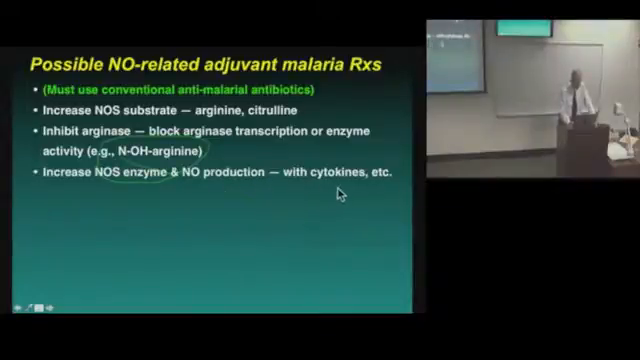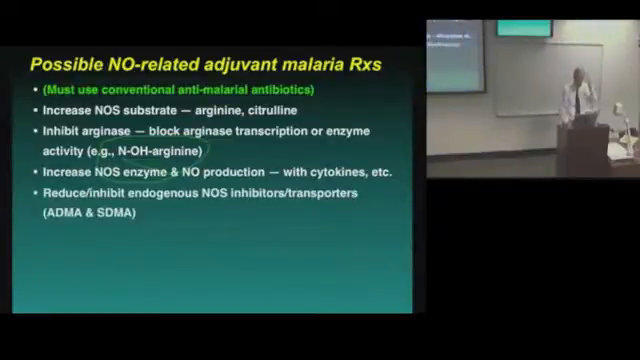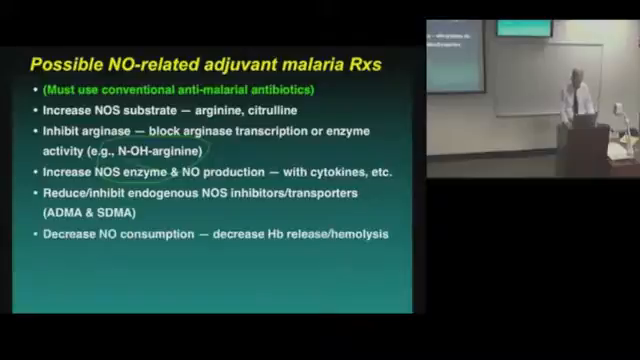You could increase NOS enzyme activity and production with something like cytokines. Remember, so gamma interferon, alpha interferon, LPS, TNF. People have tried this in the past, not with this in mind, but people have given different interferons to patients with malaria. It hasn't been beneficial, and that remains to be seen whether that'll work. We could reduce or somehow inhibit endogenous NOS inhibitors from forming, like this ADMA and SDMA. I think that may be hard to do, but we're thinking about it.